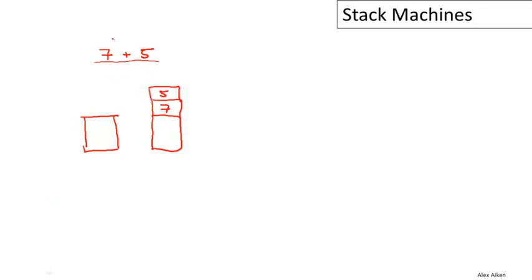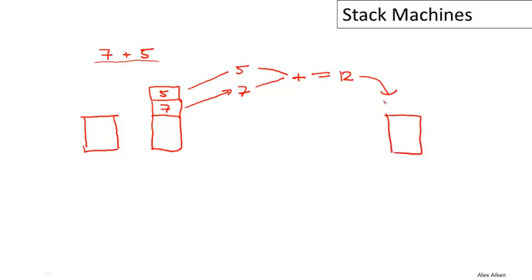And so now we want to compute the addition of 7 and 5. Addition takes 2 arguments, so we would pop the 2 arguments off the stack. We would wind up with the 5 and the 7 popped off the stack. We would perform the operation plus, and then the result would get pushed back onto the stack. So this would be equal to 12, and then 12 would get pushed back onto our stack.